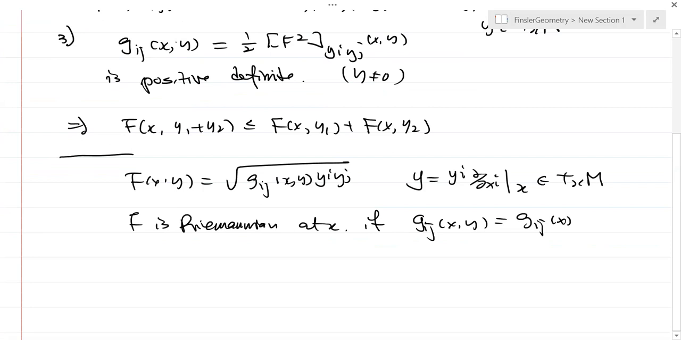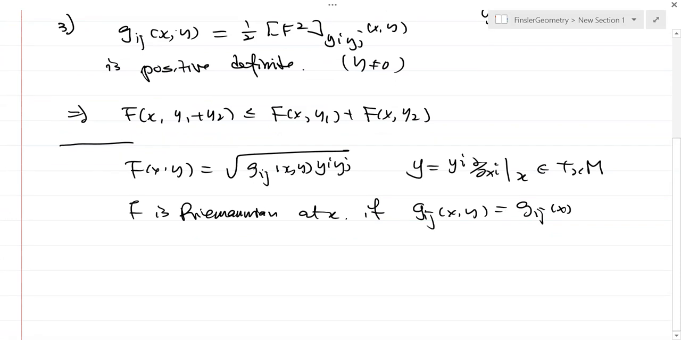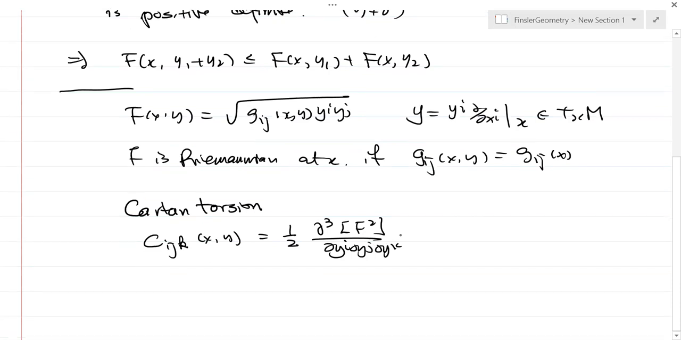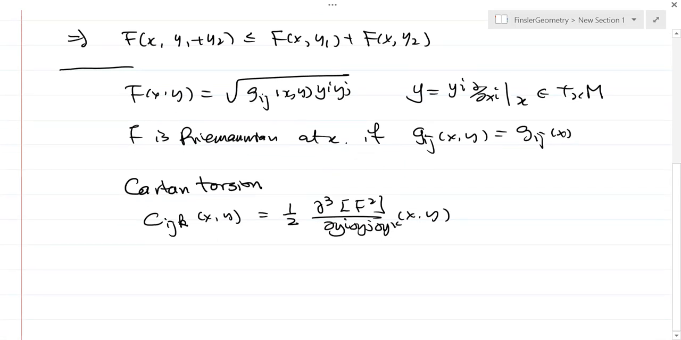Now, for a general Finsler metric, we have two important quantities. First of all, we have the so-called Cartan torsion. The Cartan torsion is defined at every point in the following form. It depends on x and y, and it is going to be half of the third derivative of F squared, with respect to y^i, y^j, y^k. And F is Riemannian if and only if it is zero. So this characterizes Riemannian metrics.